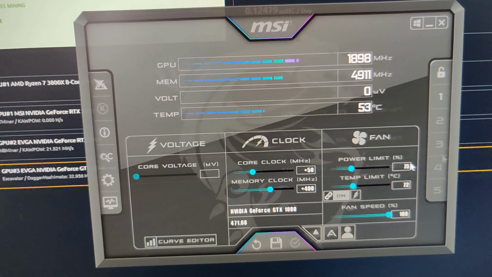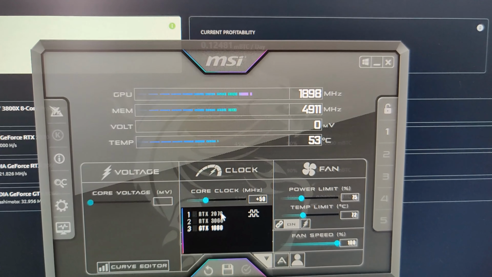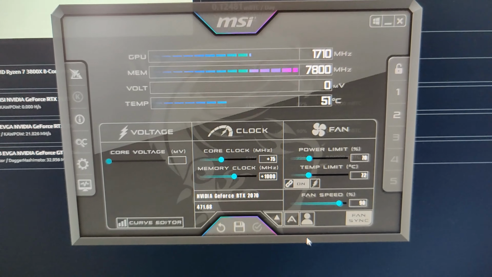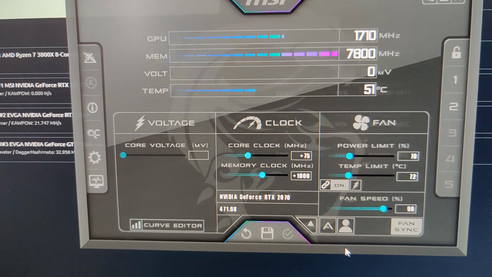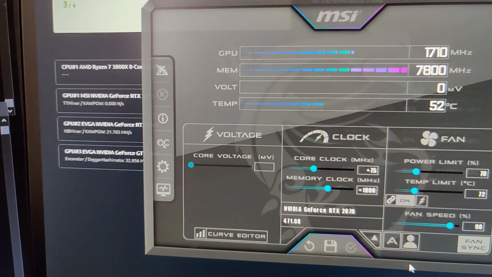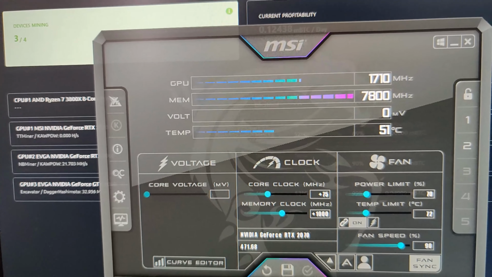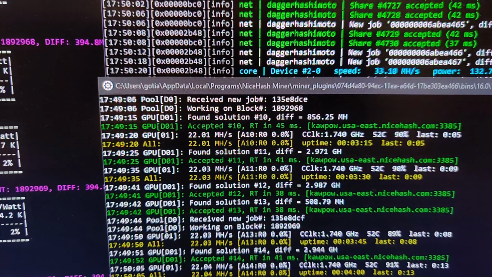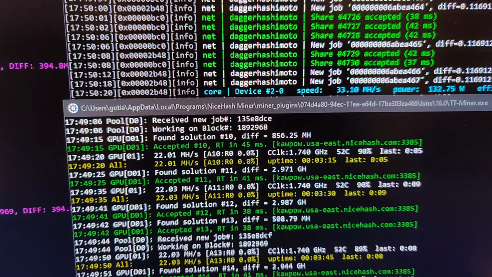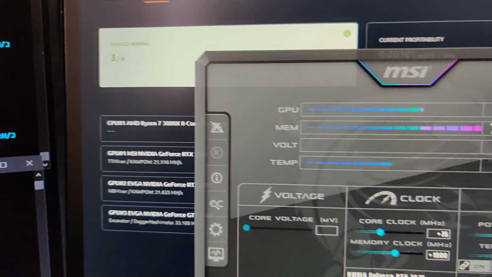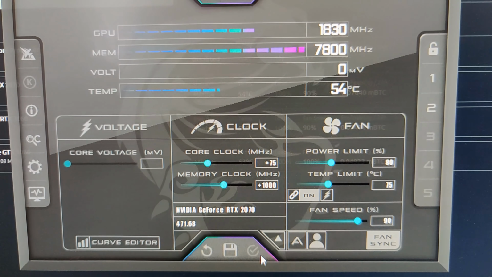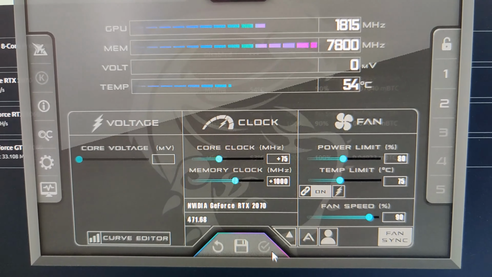Let's go ahead and switch over to my 2070. You can see right here, I set the power limit at 70, and there it is, limited at 70. Now, like I mentioned, Ravencoin is power hungry. You see right there, it's mining at 22 mega hash. I would normally increase the power limit to 80 on my 2070, and I went ahead and did it. You're going to see what happens in just a minute. I'm going to let it go.